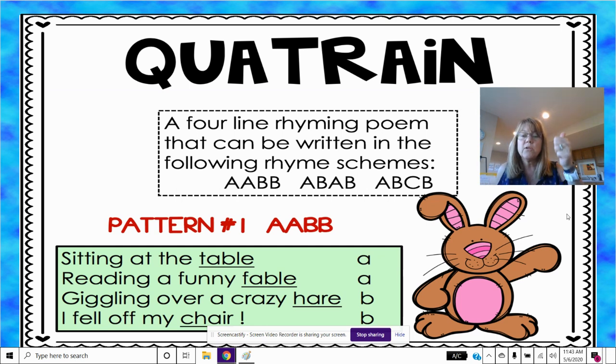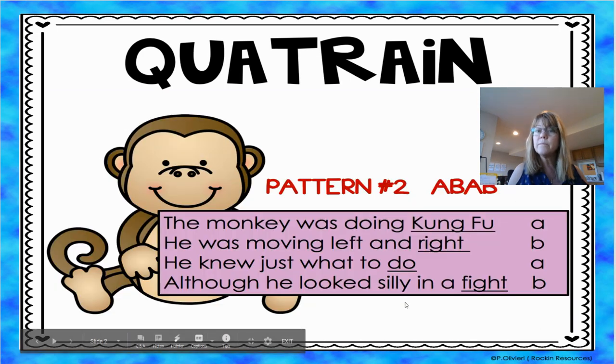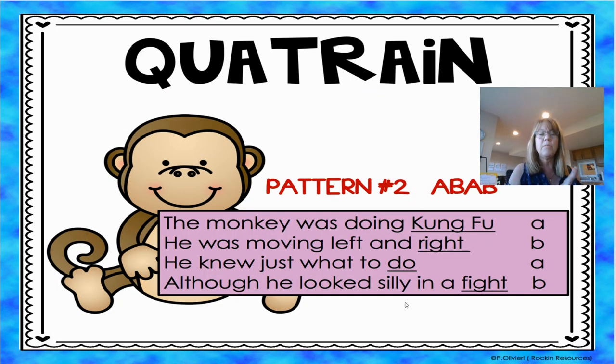So you can have the first 2 lines rhyme A, and then the next 2 lines rhyme B, B. So those 2 go together and these 2 go together. So here's an example of that one. Pattern 1. Sitting at the table, reading a funny fable, giggling over a crazy hare, I fell off my chair. Notice that the first 2 lines rhyme and then the second 2 lines rhyme. So kind of cool.